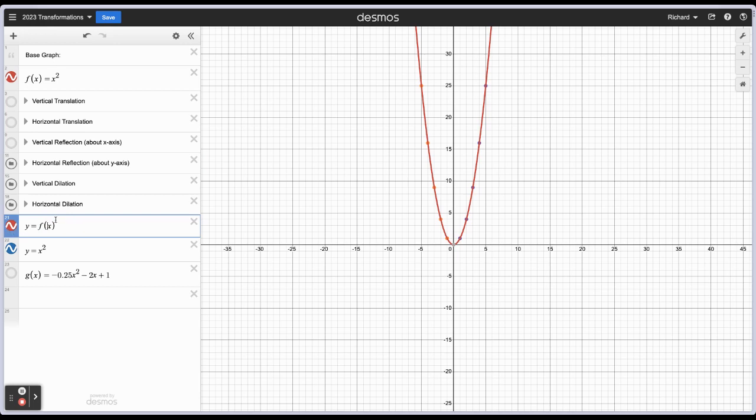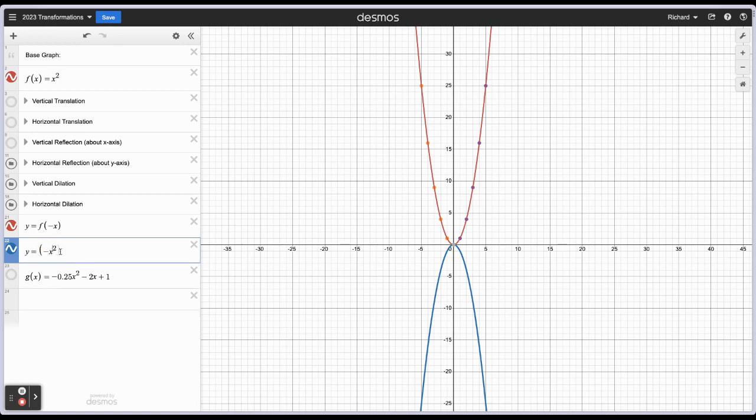If I press the minus there, you'll see it's now got a red graph going all the way through here. Now f of minus x is the same as putting in a minus x here. I have to put the negative x in brackets to say I'm squaring negative x. So the rule becomes negative x squared, and of course the graph is now perfectly aligned along here.